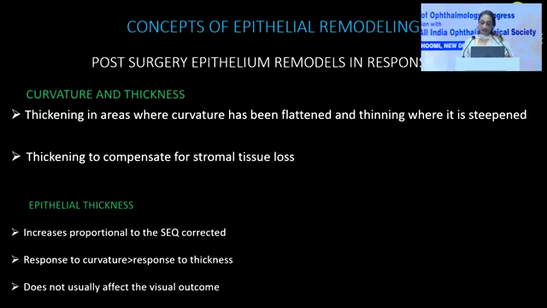So post-surgery, the epithelium remodels in response to both curvature and thickness, thickening an area where curvature has been flattened, and thinning where it is steepened, and also thickening to compensate for the stromal tissue loss. What we need to remember here is that epithelial thickness increases proportional to the spherical equivalent corrected. The response to curvature is more than the response to thickness, and it does not usually affect the visual outcome.